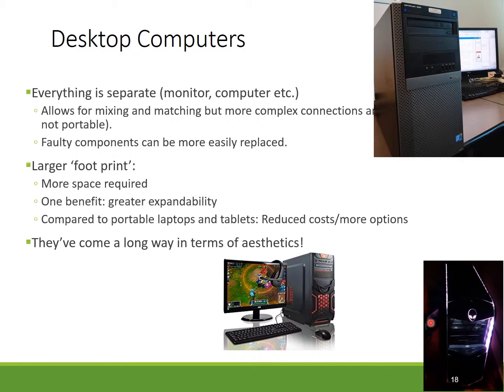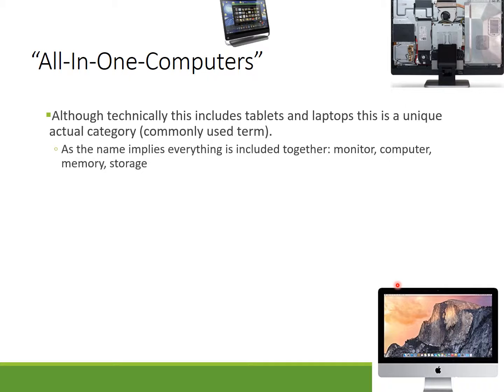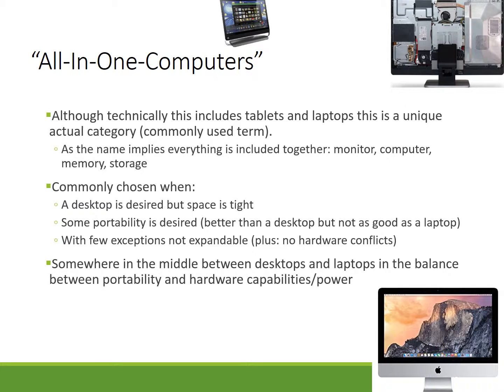Okay, and you can see down here we've got an example of that. You can have all-in-one computers, okay? Although technically this includes tablets, it's kind of a unique category of computer. So in this case, the screen and the intelligence and the computer and the storage is all held behind the screen, a bit similar to the Apple. And over here you've got a classic example of that. It's commonly chosen when a desktop is desired, but space is very limited, or some portability is desired. This is somewhere in the middle between desktops and laptops, and it balances portability and the hardware capabilities and power.